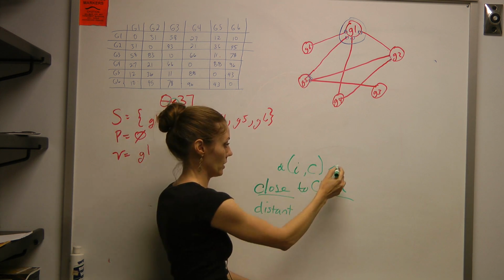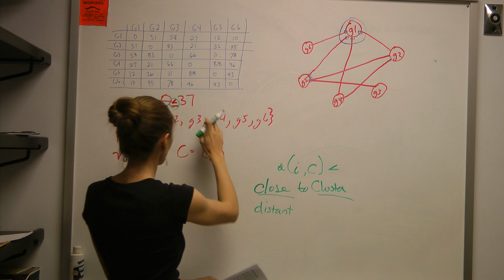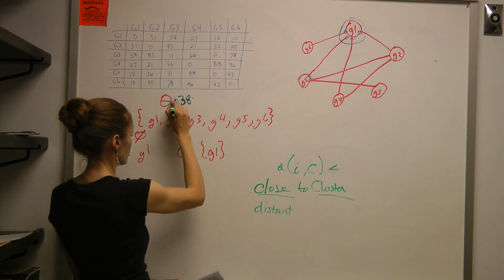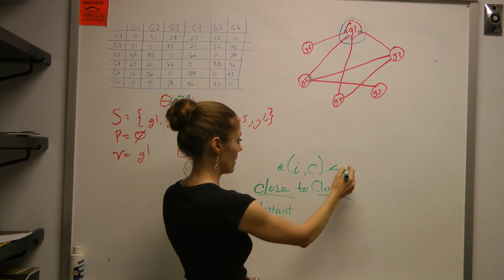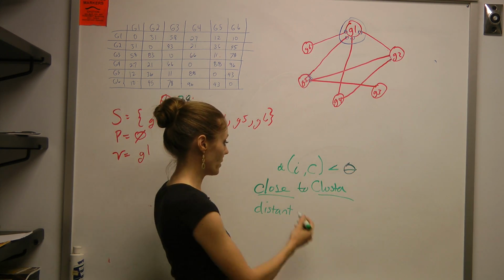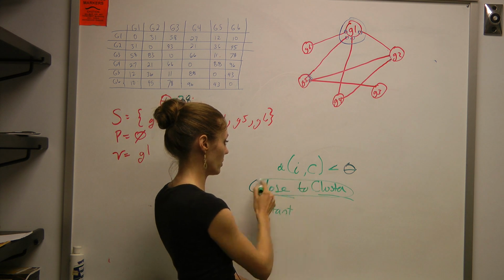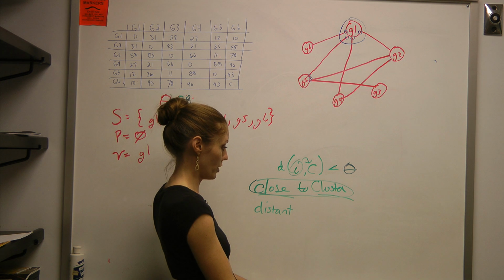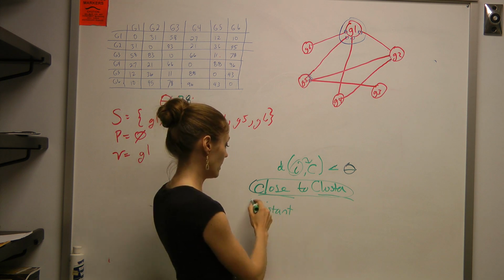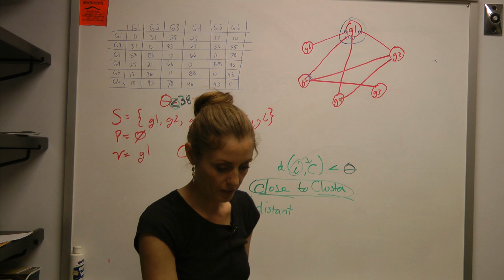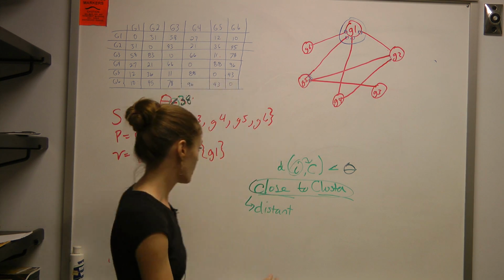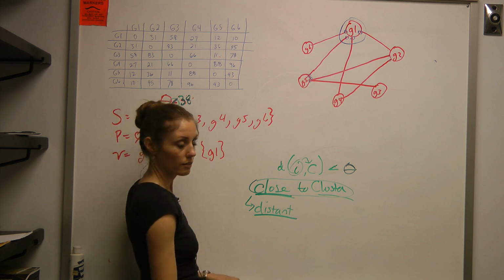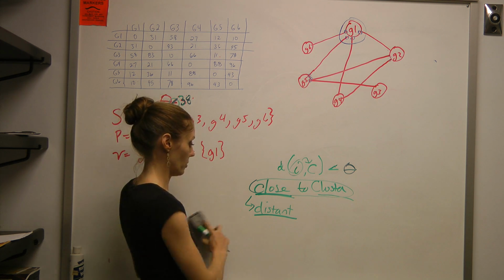The book is just using less than. Actually, let's change this. We'll make this less than 38 just to be consistent. Less than 38, okay. So less than our threshold. So it's close to the cluster. Gene I is close to the cluster if the distance is less than the threshold. If not, then it's distant from the cluster. So close has a specific meaning and distant has a specific meaning. So we'll keep that in mind.